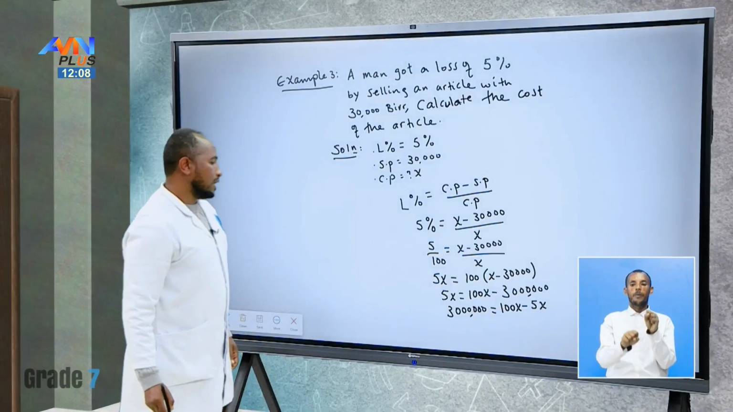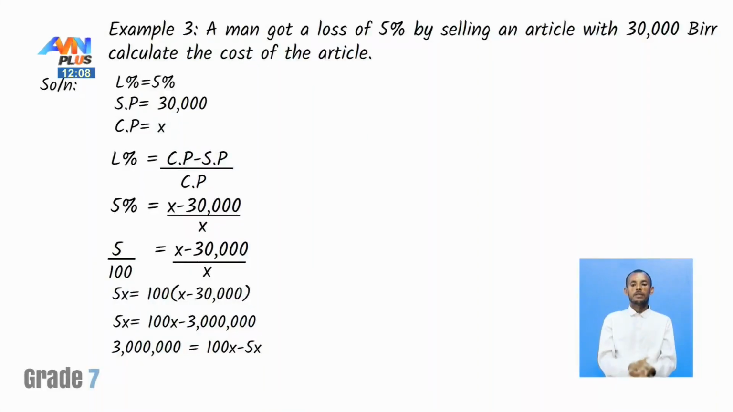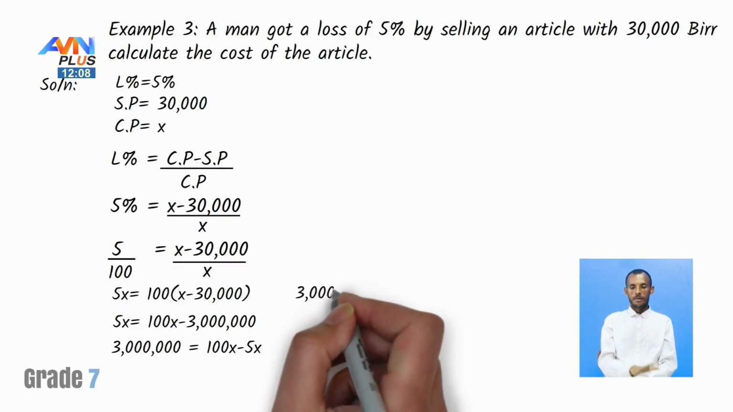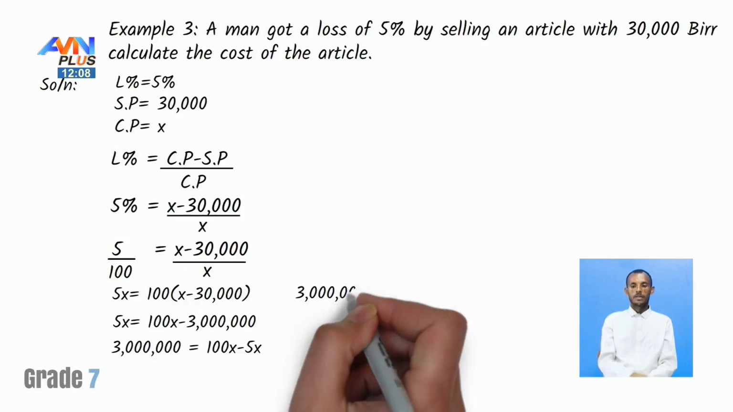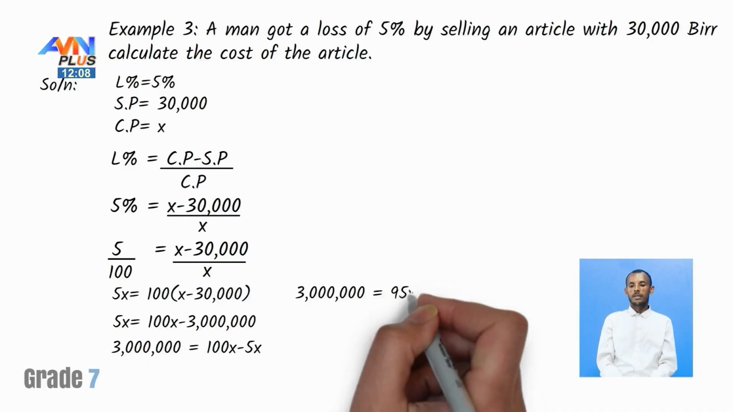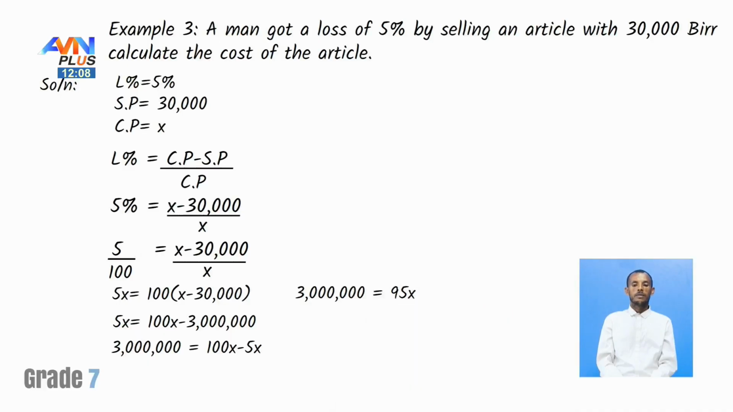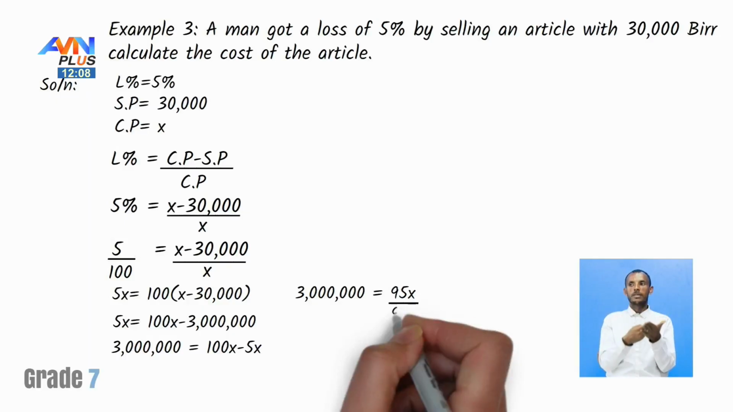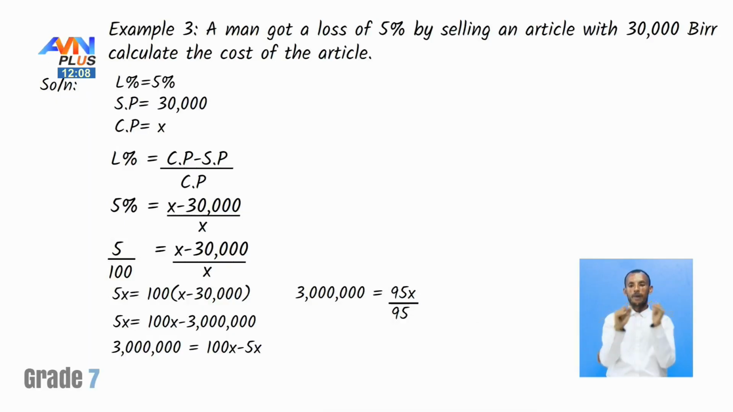So, to find this, the difference of these two is 95x, and this one is 3 million. So to find x, divide both sides by 95. Finally, you have this one.